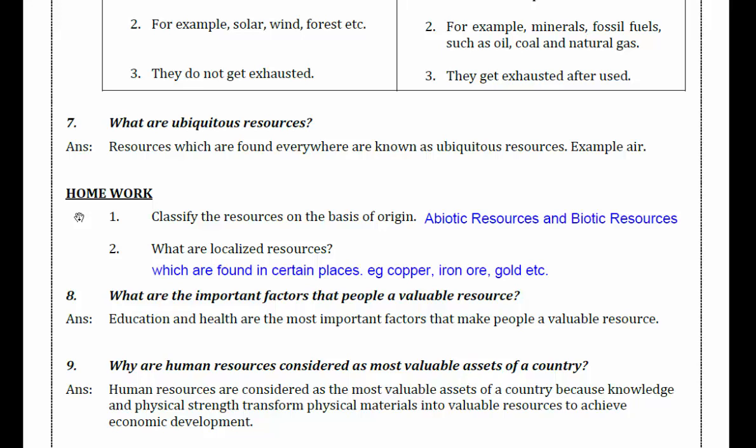Okay, let's complete the homework. Classify the resources on the basis of origin: abiotic resources and biotic resources.